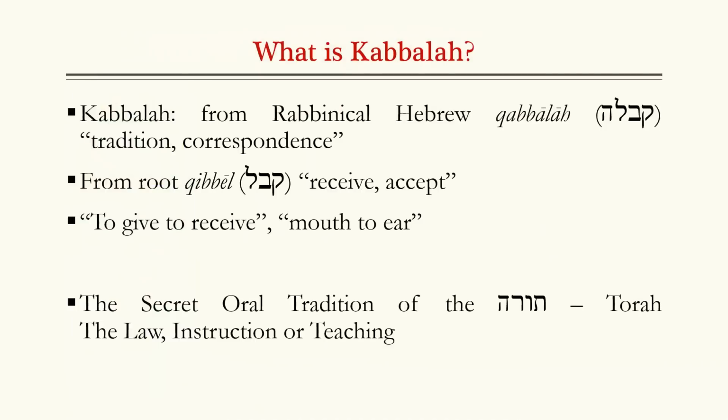So what is Kabbalah? From the Rabbinical Hebrew, the word means tradition or correspondence. From the root word kabel, it can mean receive or accept. Its import is that of to give and to receive, giving and receiving. It implies that of the oral tradition of Hebrew mysticism, taught from master to disciple, from mouth to ear, in which a dynamic interplay of giving and receiving results in illumination of the soul.